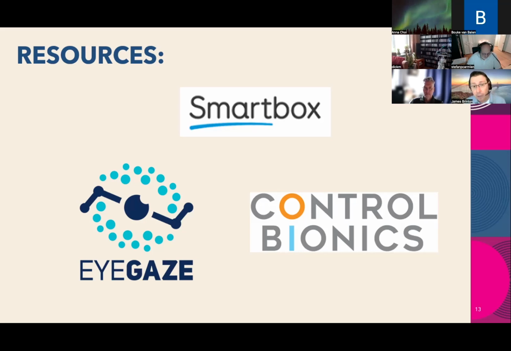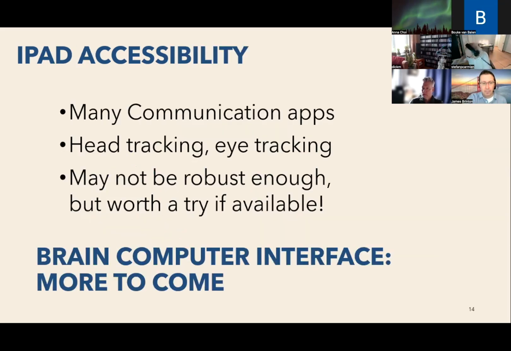And then next we have Control Bionics. They are a company that has paired their communication device with their NeuroNode switch, and that switch can be placed on various parts of the body to pick up almost any type of movement, muscle movement, whether it's great or small. So these are companies that I would look into as far as communication devices.